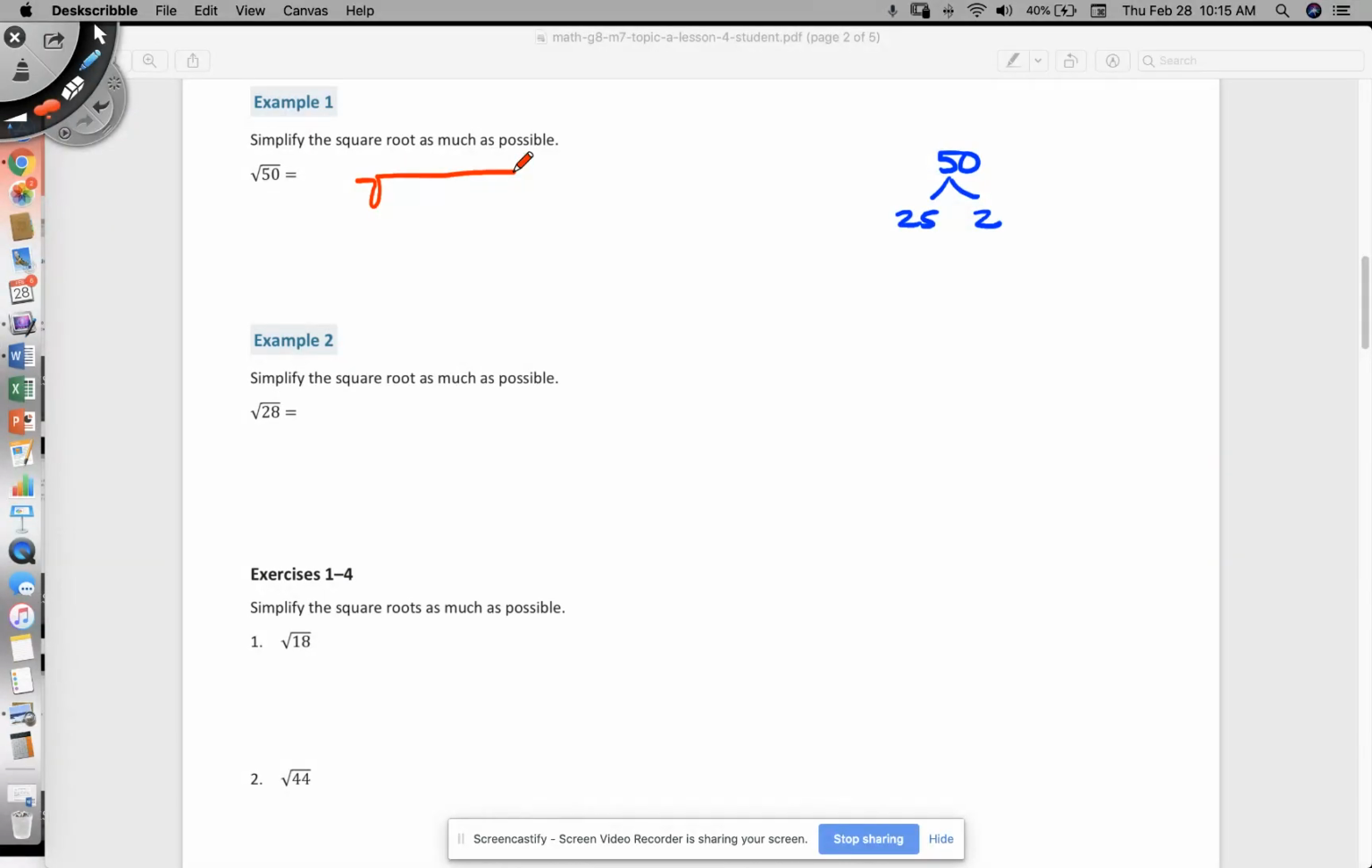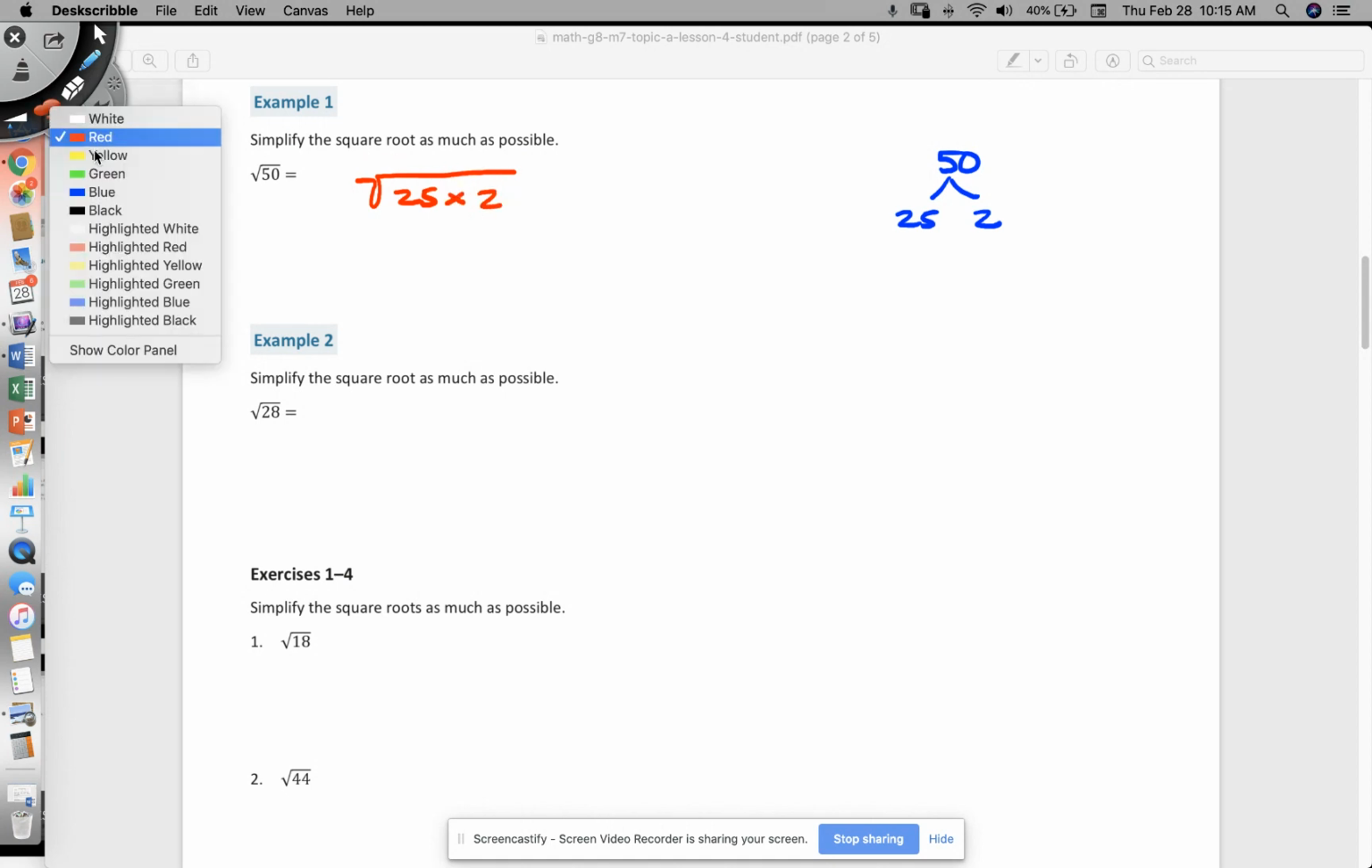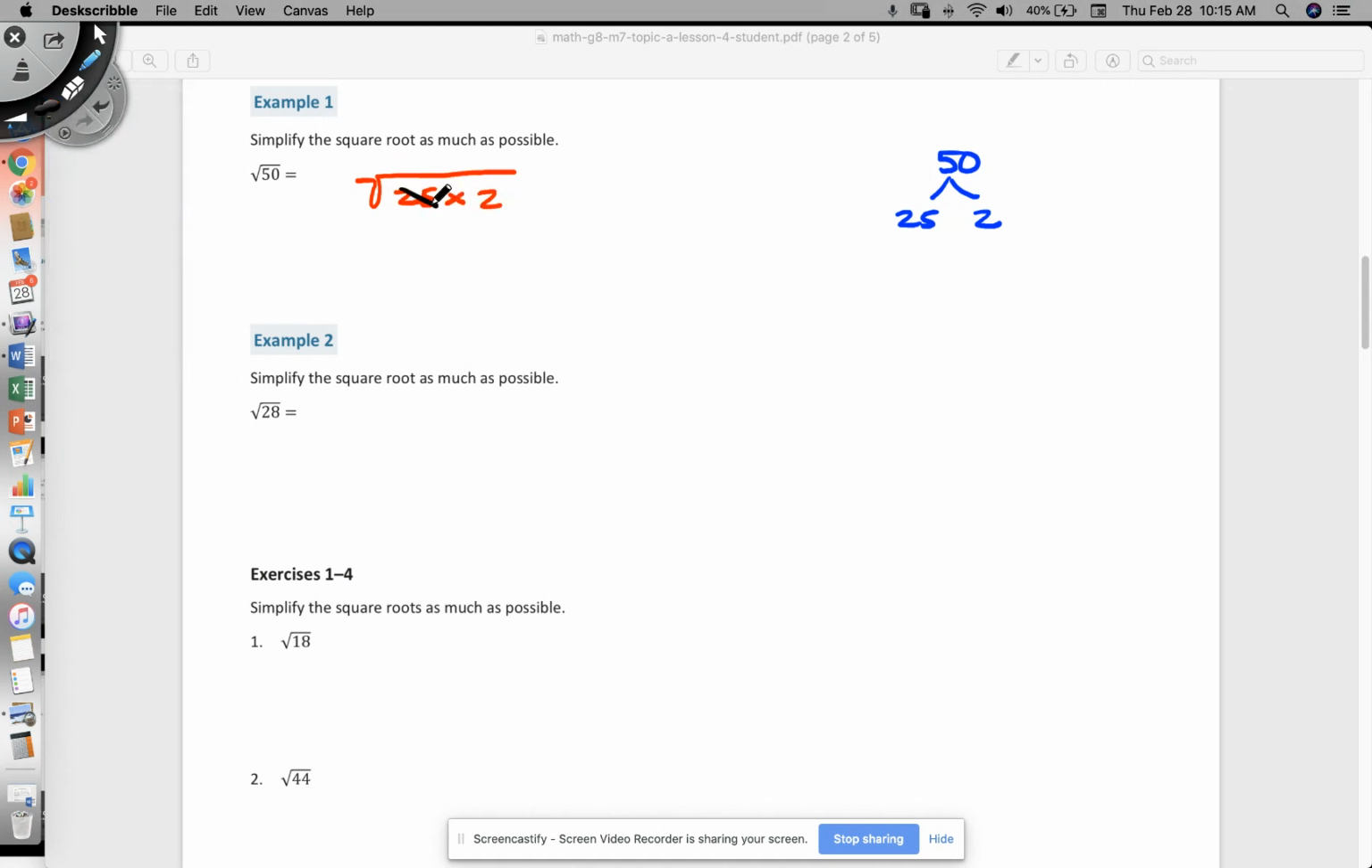So I'm going to say root 25 times 2. Now, I'm going to cancel out that 25, take the square root of that, and I get 5. And the only thing left inside the root is 2, so my final answer is 5 root 2. All right, I'm going to now let you try example 2, and then I will meet you back at number 1 down below.